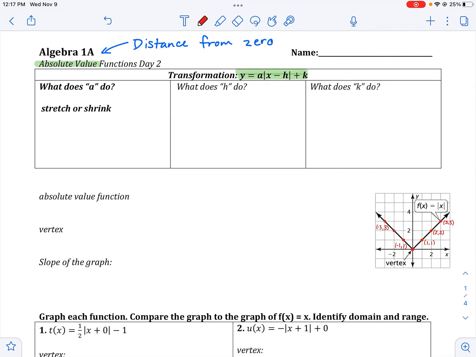So what does a do? A can stretch or shrink. If a is bigger than 1, if the number out in front of your absolute value is bigger than 1, so for example, if you had y equals 2 times the absolute value of x, that would make it stretch, it would make it taller. And if a is less than 1, or if it's a fraction, right, so somewhere between 0 and 1, that would make your graph shrink. It would make it shorter.